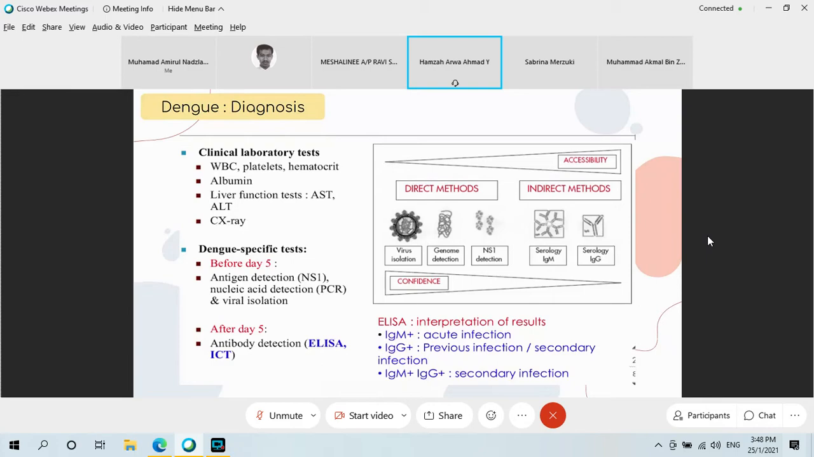You may also perform a chest X-ray because dengue fever can be complicated by lung infection, and there are also dengue-specific tests. Before day 5, you can perform antigen detection, PCR, and viral isolation, and after day 5 you can do ELISA and ICT to check for immunoglobulin levels. Okay, next slide.